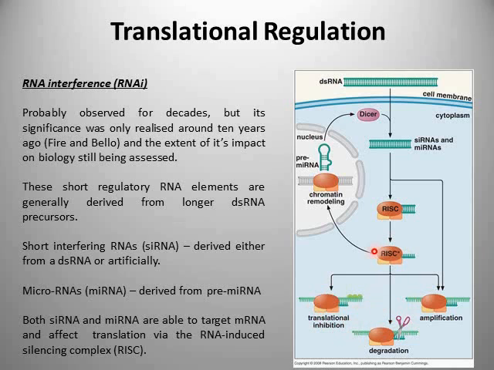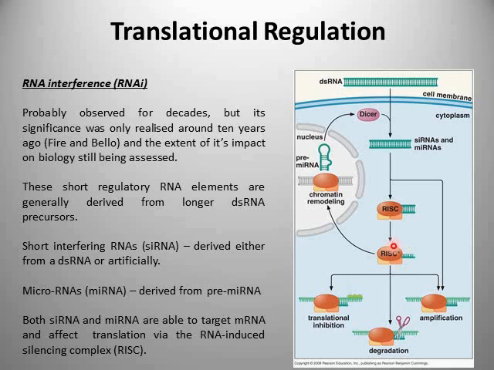If the match is perfect between a microRNA or siRNA and its target mRNA, the target mRNA is chewed up and degraded. If the match is less than perfect, say 18 of the 22 base pairs in the RISC complex match with the target mRNA, then that target mRNA tends to be repressed rather than degraded.